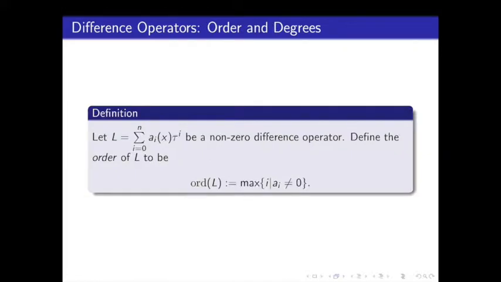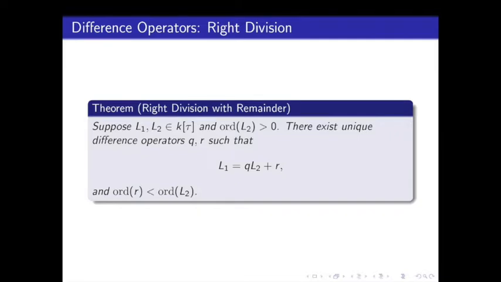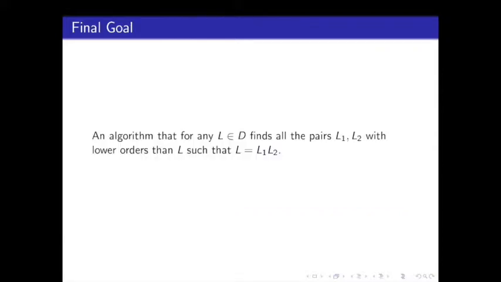And this ring, although it's a non-commutative ring, is almost as good as a Euclidean domain. We can define orders for this ring, and with such orders, we are able to do a division with remainder. So it's almost as good as a polynomial ring, except that it's non-commutative. Our final goal is to create an algorithm that factors any operator in this ring. By factoring, I mean writing the input operator as a product of some other operators with lower orders.